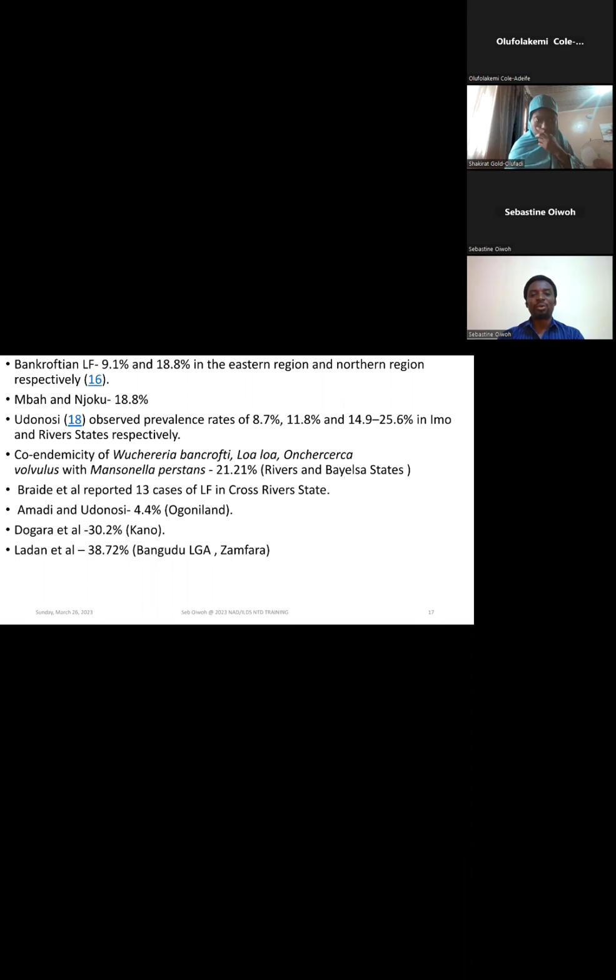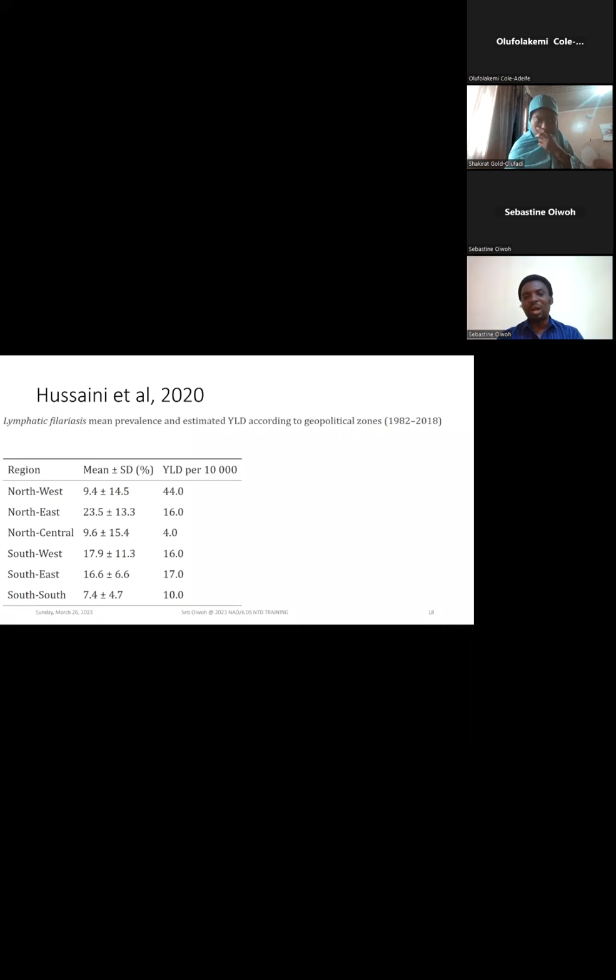so as to be able to allay the fear of people. Of course, between the Bancroftian and Brugia malayi forms of lymphatic filariasis, we've seen various works across various parts of the country, with some studies even talking about co-endemicity of the Bancroftian form, Loa loa, Onchocerciasis, and Mansonella perstans. As highlighted, the slides will be made available.